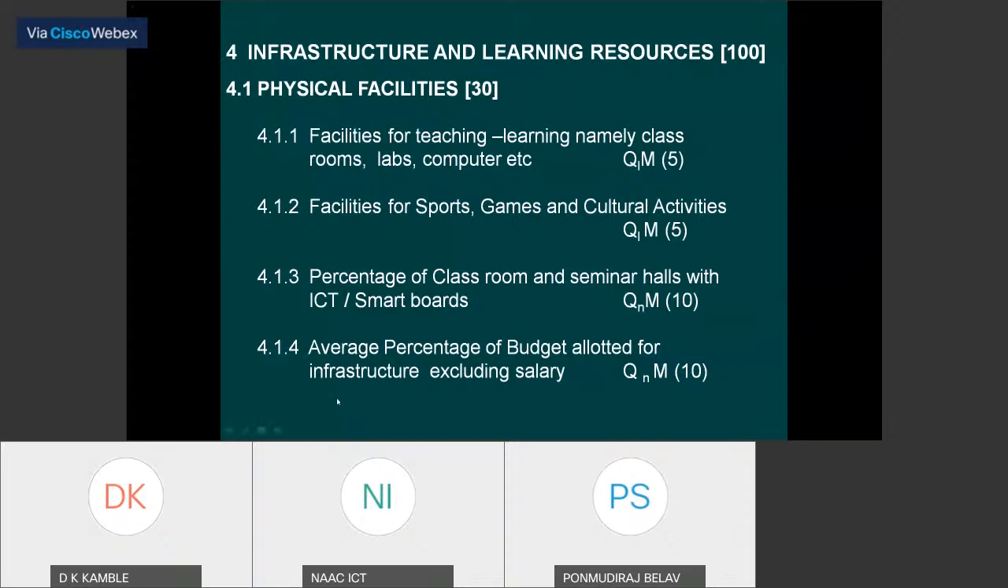Then coming to the next quantitative metric, average percentage of budget allocated for infrastructure, excluding salary. For budget related, there are four metrics in the fourth criteria. For all of those, the institution has to provide the audited statement certified by the CA, Chartered Accountant, with seal and signature. For example, they can highlight how much amount they are mentioning in the template for infrastructure. That amount should match that audited report. Then the institution has to highlight the head-wise amount. Then it is easy for the calculation.